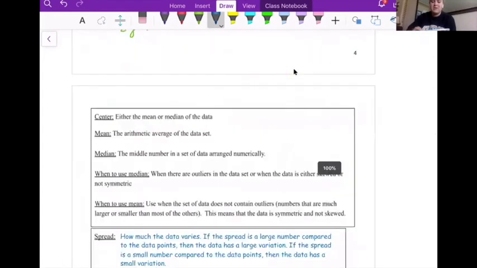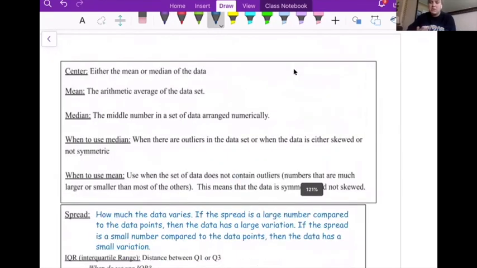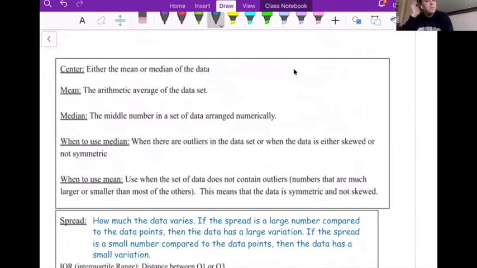Now we're going to talk about center and spread. For center, these are already given to you. So the center is either the mean or the median of the data. The mean, again, is the arithmetic average of the data set. The median is the middle number. And so we use the median if there are outliers. Outliers is where it's skewed and not symmetric.